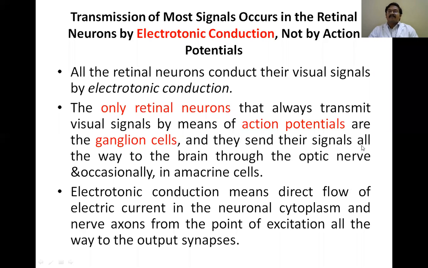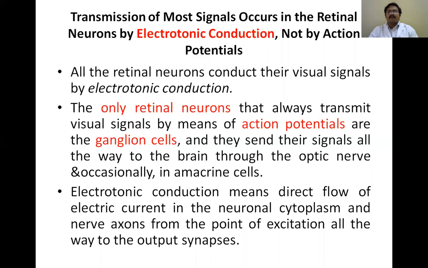The transmission of most of the signals of retinal neurons is by electrotonic conduction, not by action potential. That is another characteristic. We have seen that when the photoreceptors are stimulated, they become hyperpolarized, not depolarized. That is another difference.